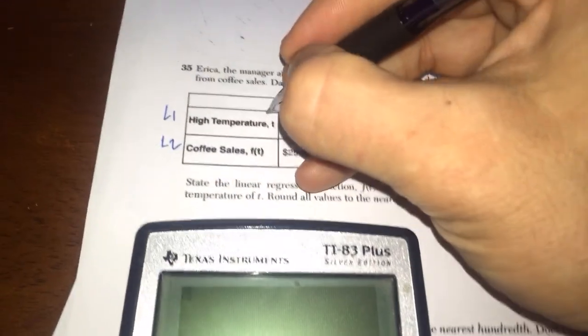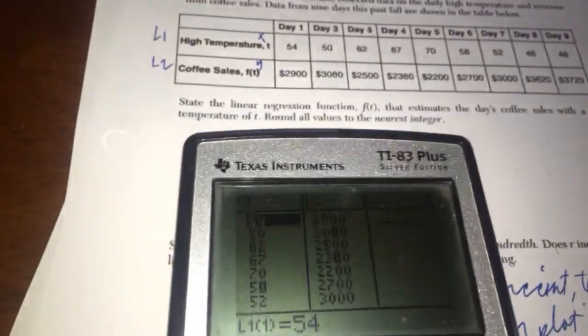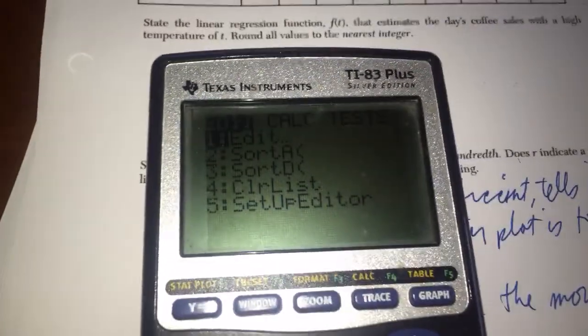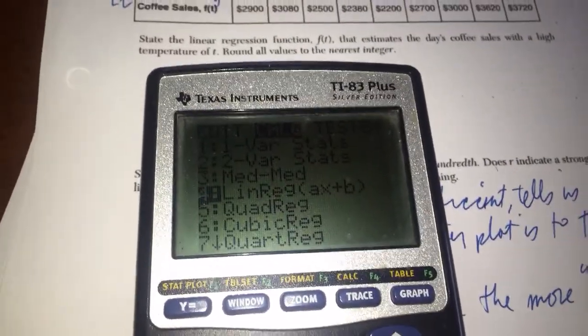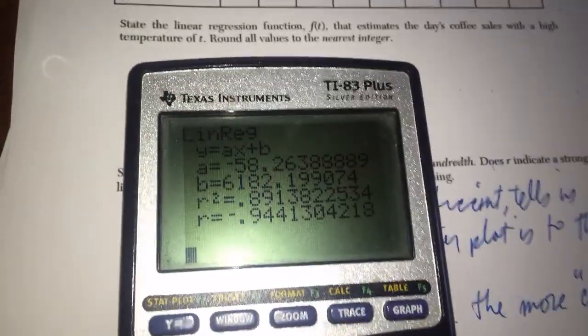For number 35, you're given this data and they want you to state the linear regression function. So what I have to do is put all this information into my stat. This is going to be L1 and this is going to be L2. This is your X and this is your Y. Go to stat, enter on edit. I've already typed in all of my information. Now I'm going to go back to my home screen by hitting second mode, which quits the screen. I'm going to go to stat, over to calculate, hit enter on linear regression, hit enter, and then I come up with this information.